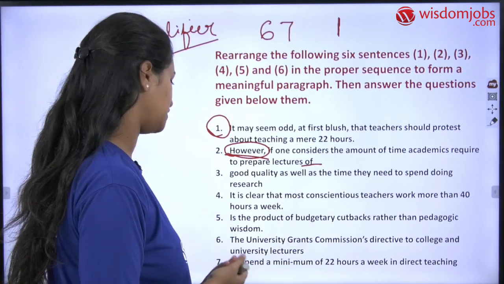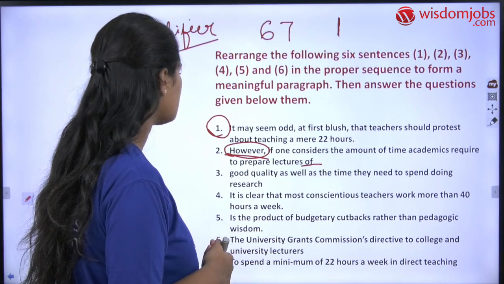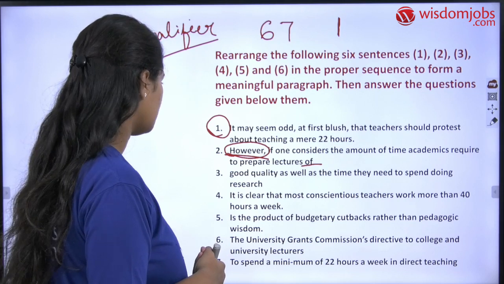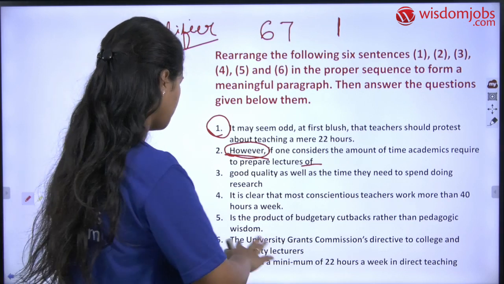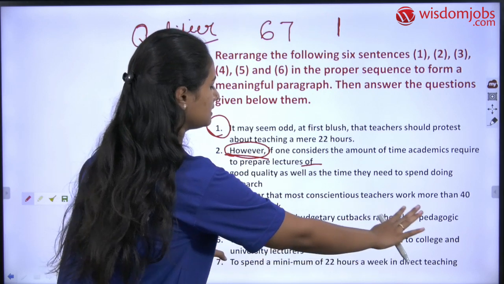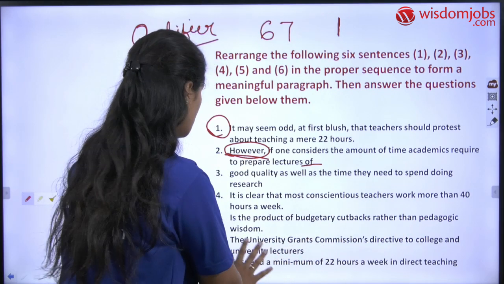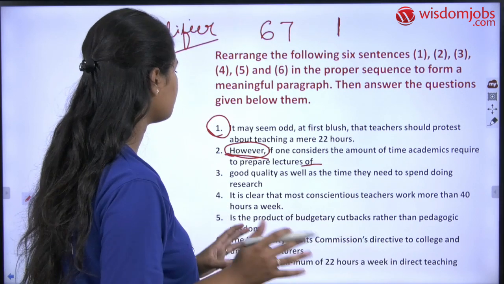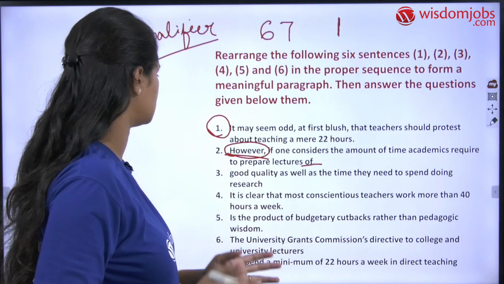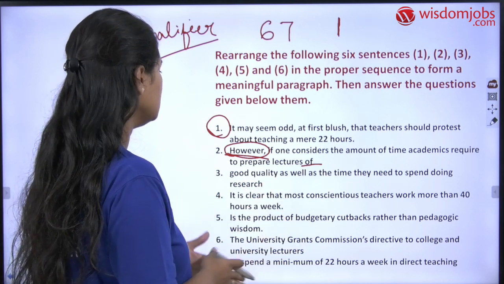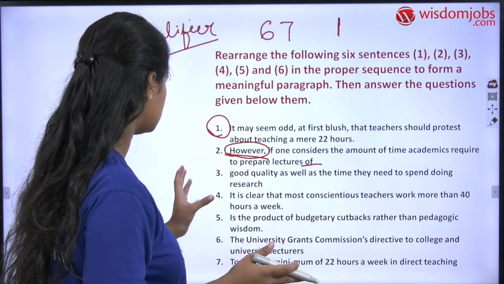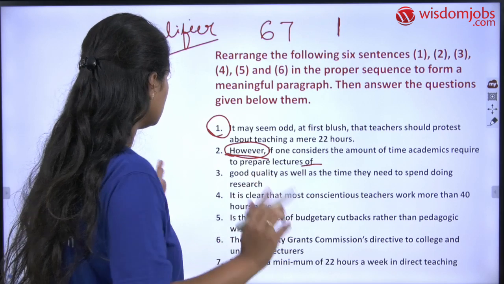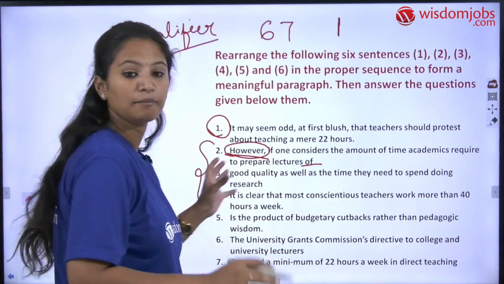To spend a minimum of 22 hours a week in direct teaching. It may seem odd at first blush that teachers should protest about teaching a mere 22 hours. However, if one considers the time. Now let us see this. The University Grants Commission's directive to college and university lecturers to spend a minimum of 22 hours a week in direct teaching. However, if one considers the amount of time academics require to prepare lectures of good quality as well as the time they need to spend doing research, it is clear that most conscientious teachers work more than 40 hours a week. So here 2, 3 and 4 come together.